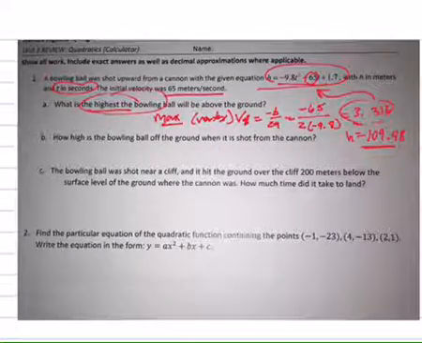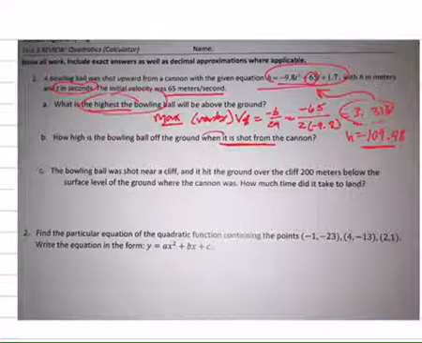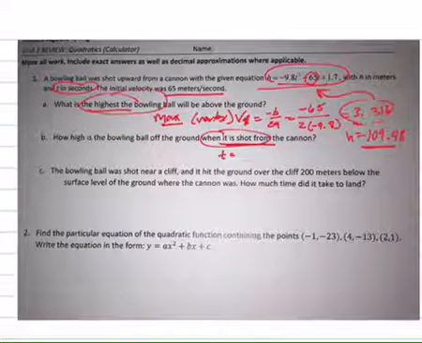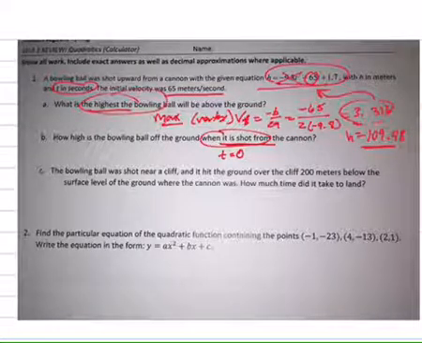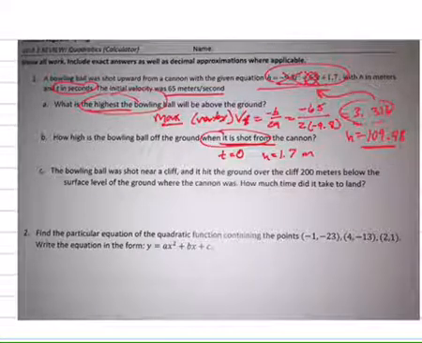The next question says, how high is the bowling ball off the ground when it is shot from the cannon? Well, when is it shot from the cannon? What does t equal when it's shot from the cannon? t is equal to 0, because you're just about to shoot it. So plug in 0 for t, and those both go away, and you just get 1.7. Is it feet or meters? Meters. Always put your 1.7 meters.